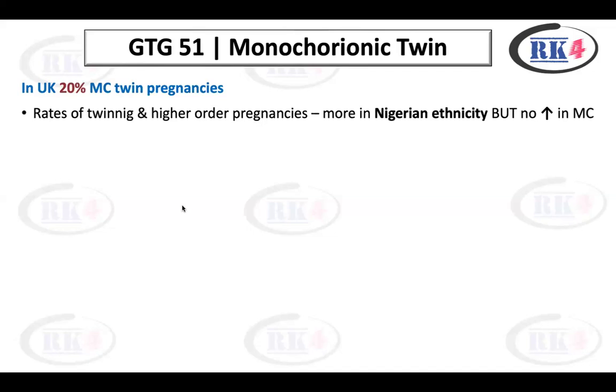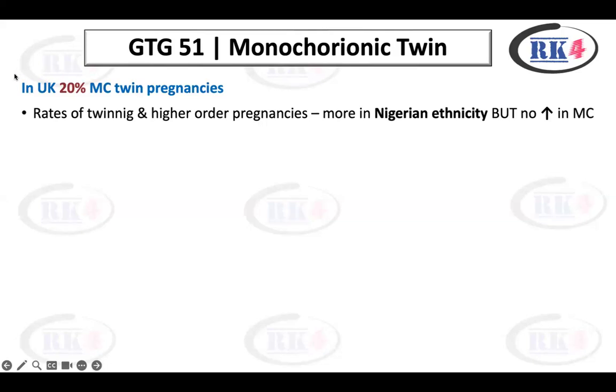So in the UK, 20% of twin pregnancies are monochorionic, out of the whole twin pregnancies. And now this is a different figure. Previously, the figure was 15%. Now they have changed it. In the guideline, the figure is 20%.